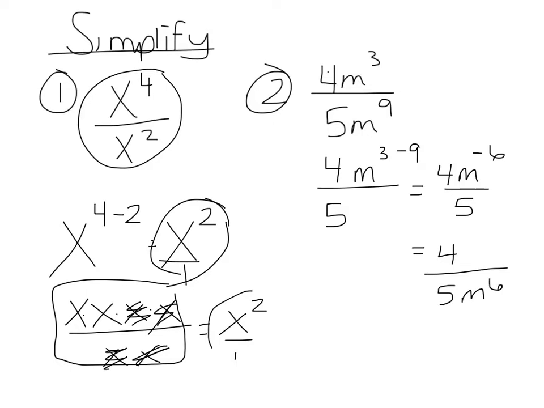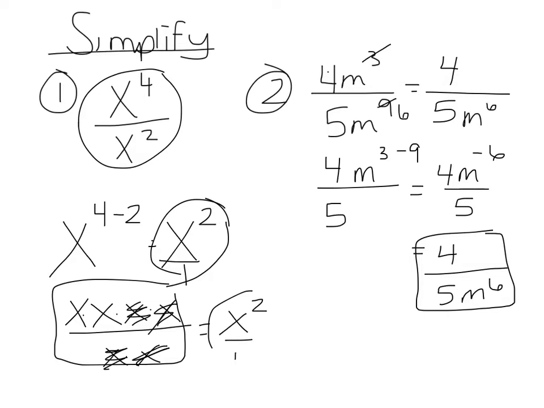Okay, so the only new thing here was the fact that we subtracted the 3 minus 9 to cancel those out. The other way you could look at it, if you don't want to actually use the subtraction, you could look at it as the 4 and 5 stay where they are, and then there's 3 m's on top, 9 m's on the bottom. So these 3 will cancel out 3 of them down here, so you're going to be left with 6 of them down here. Okay, so you end up with the same answer either method you do it.